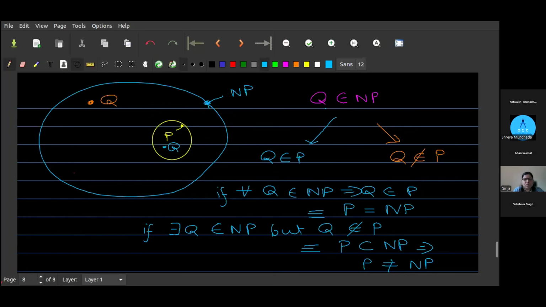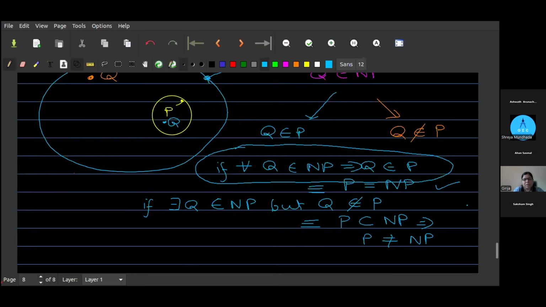So you see what we mean by this now. If we can prove that no matter which NP problem you consider, it is also in P, it's not done right now. It's not proved by anybody. But suppose somebody does that, then the conclusion will be P and NP are the same.